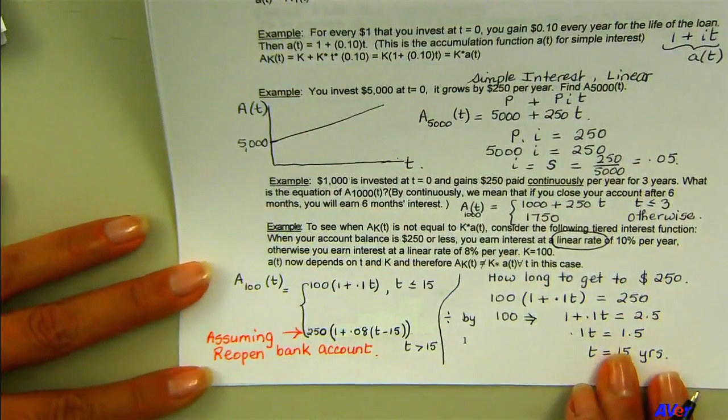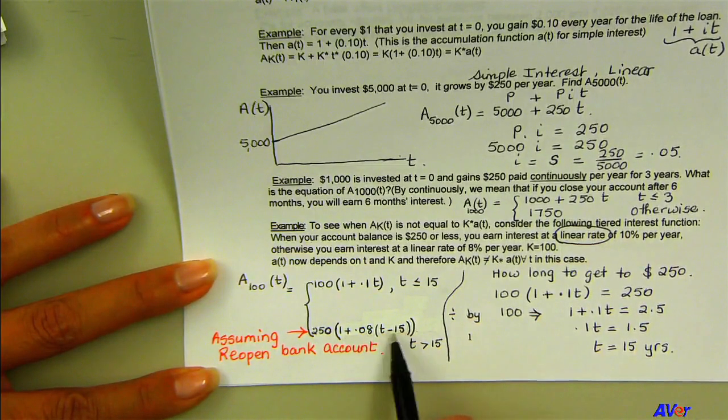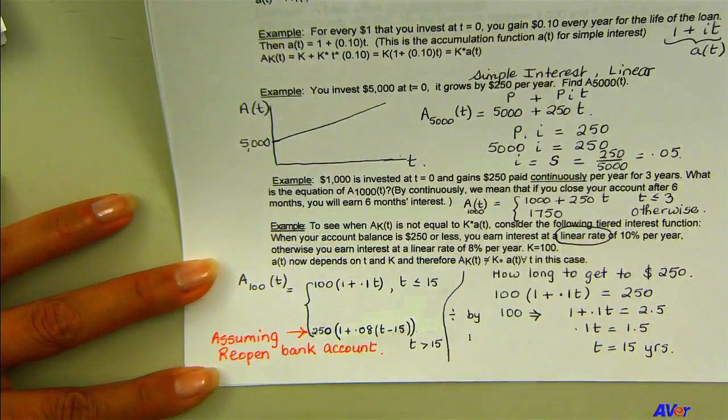No one said reopen it, right? So I don't have the right to take out this 250 and say 250 times (1 plus the new interest rate times the number of years). I don't know if I have the right to do that because no one said pull out the 250 and reinvest, right? Go ahead, sir.